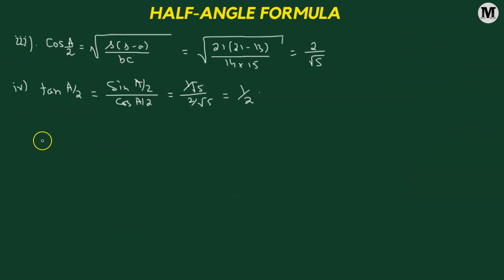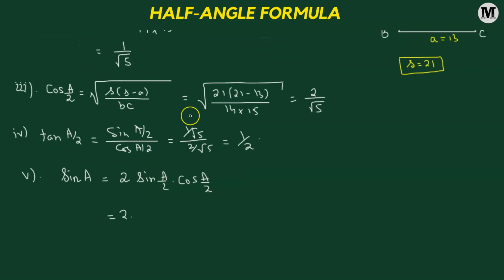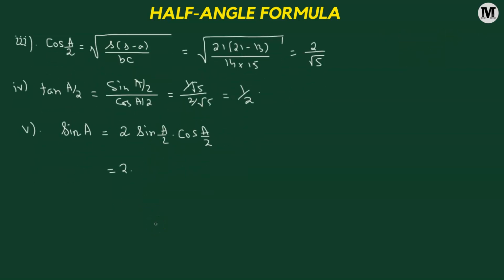Next, going to the fifth part of the problem. Here we need to find out sine of angle A. Sine of angle A can be expressed as 2 times sine of angle A over 2 multiplied by cosine of angle A over 2. So we have 2 times, sine of A over 2 we found to be 1 over square root of 5, multiplied by cosine of A over 2, that's 2 over square root of 5. So we have 2 divided by square root of 5. Simplifying this gives us the value 4 over 5.